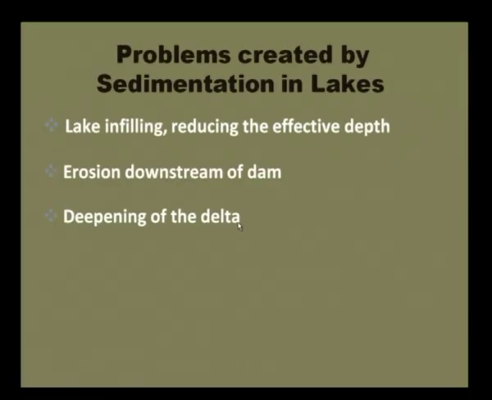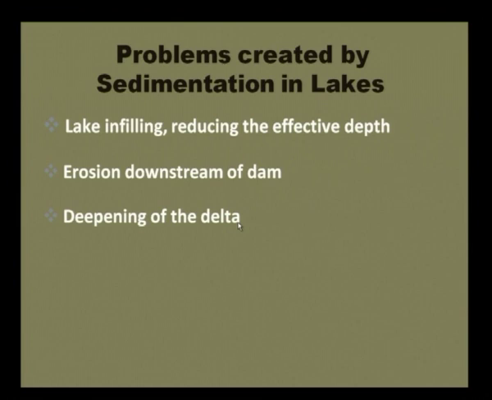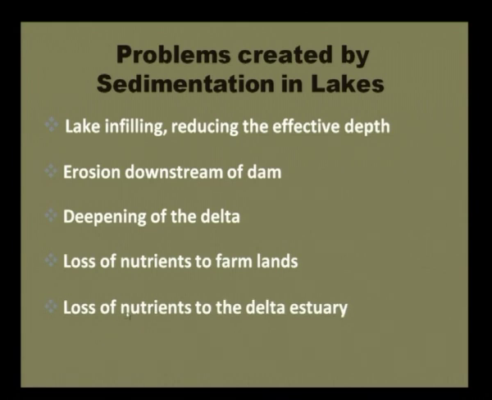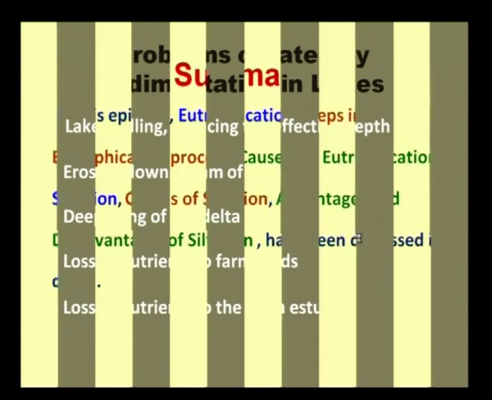So the effective depth is coming down, and there is erosion downstream of the dam, because when the water is released from the dam, what will happen? All the silt is removed from the bottom of the water, and therefore there is erosion downstream, and deepening of the delta, and loss of nutrients to farmlands, and loss of nutrients to the delta estuary. These are all some problems created by sedimentation in lakes.